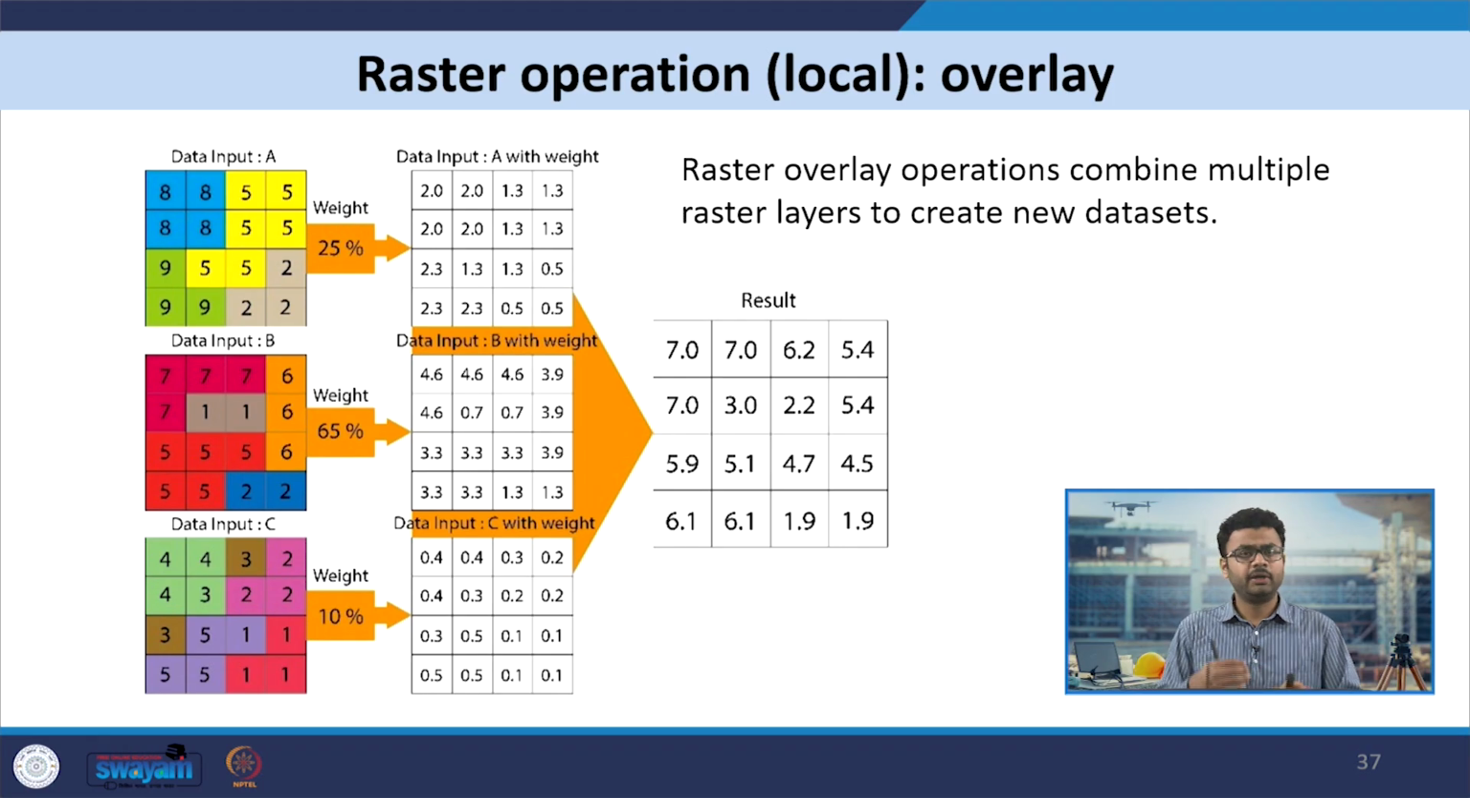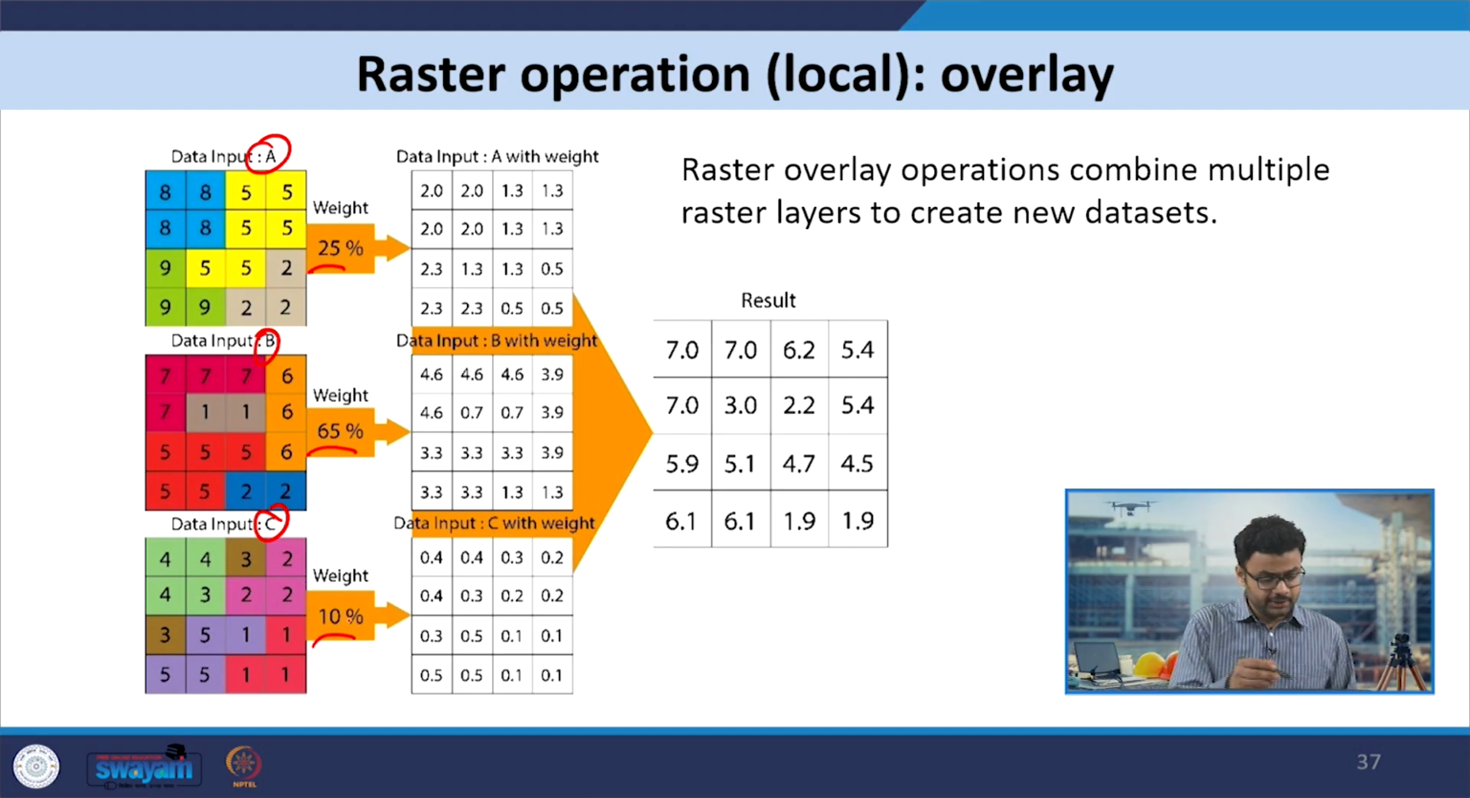I would like to now show some examples of raster operations applied on a local level. This is an overlay operation. Raster overlay combines multiple raster layers to create a new data set. On the left side we have three different rasters A, B and C, and there is some weighting scheme that has been applied. Raster A will be weighted by 25%, raster B will be weighted by 65%, and raster C will be weighted by 10%.